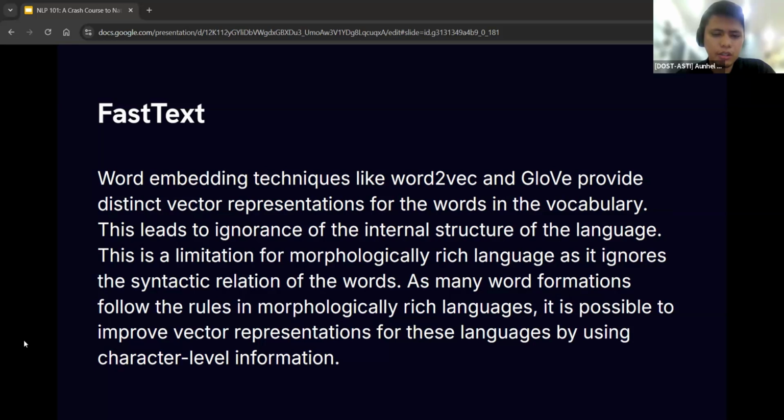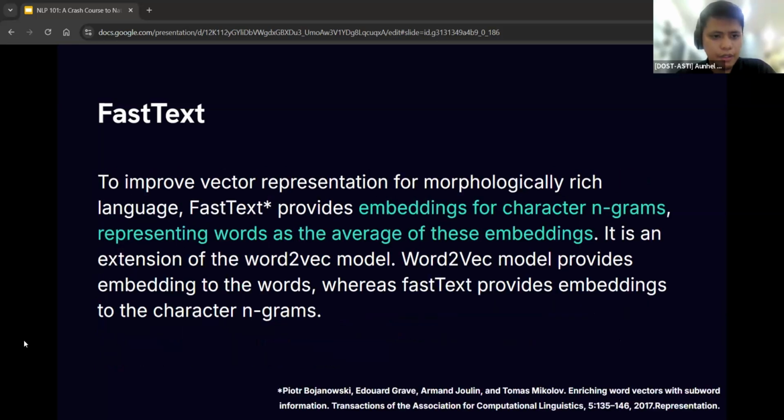It is meant to improve vector representation for morphologically rich languages. FastText provides embeddings for character n-grams, representing words as the average of these embeddings. So it's basically an extension of the word2vec model. If you're interested in learning more about fastText, it was published by Bojanowski et al. in the paper Enriching Word Vectors with Subword Information, way back in almost 2017, so around 7 years ago.